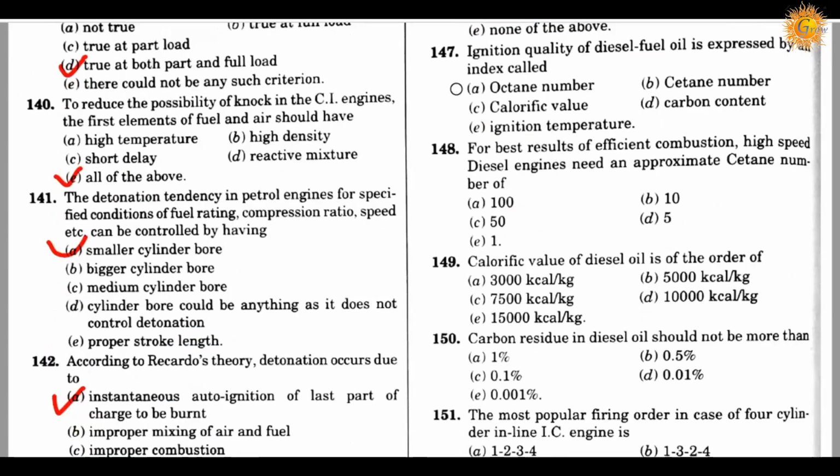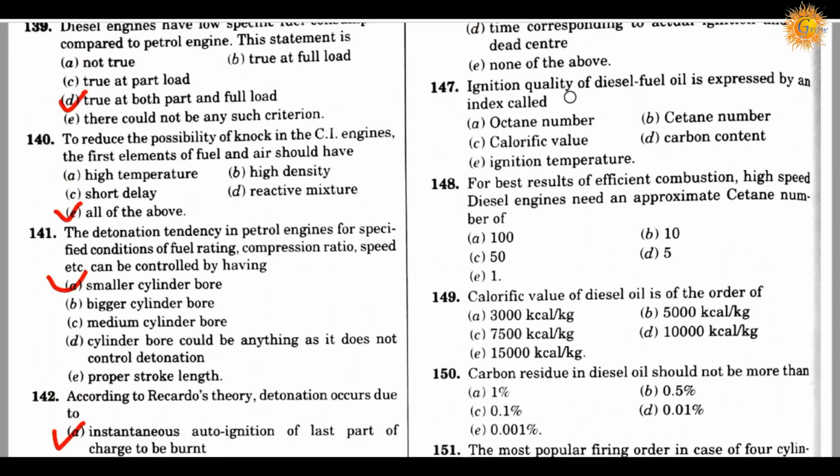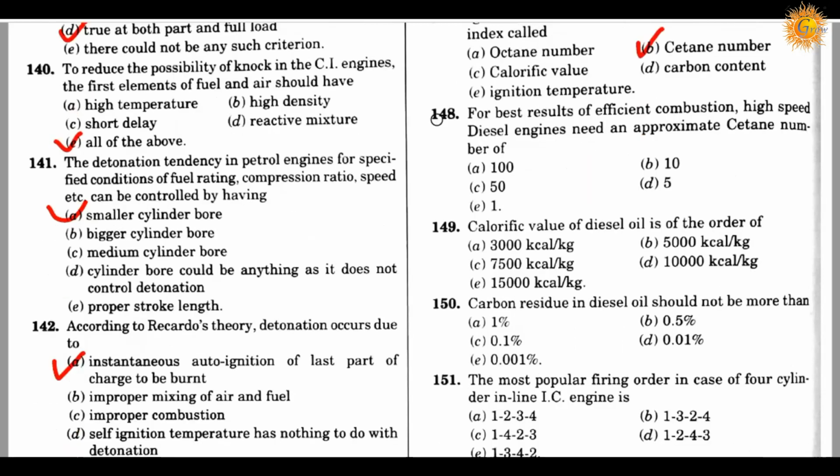Question number 147. Ignition quality of diesel fuel oil is expressed by an index called option A, octane number, option B, cetane number, option C, calorific value, option D, carbon content, option E, ignition temperature. So the correct answer is B, cetane number. Question number 148.